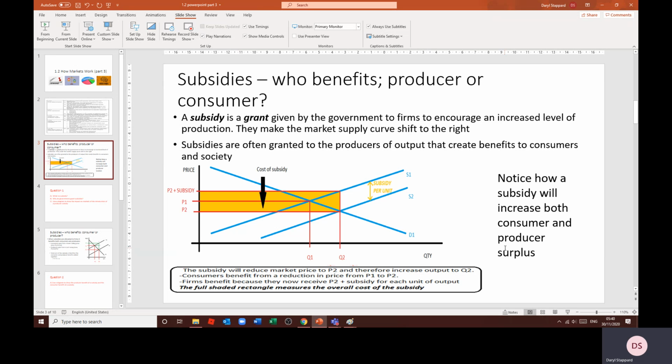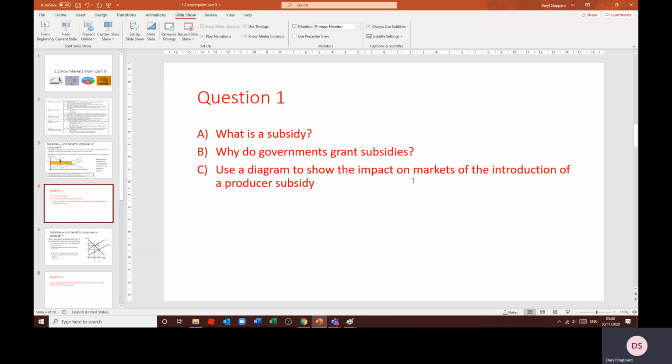Now, it's worth noting in the diagram, everyone, that the yellow area here will show the total cost of the subsidy to the government. And we're going to be looking at this area of total cost of the subsidy to the government later on in the video.